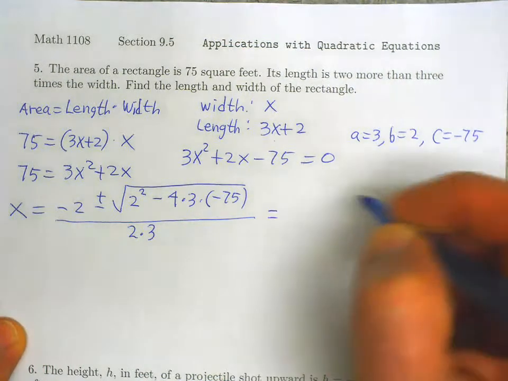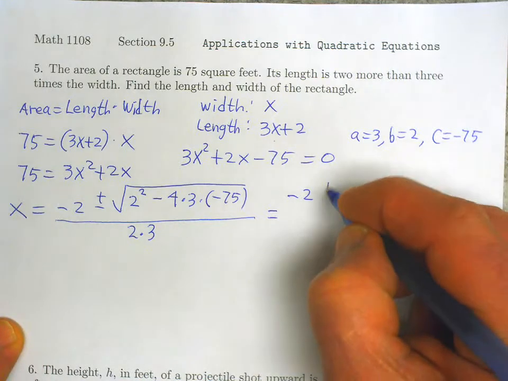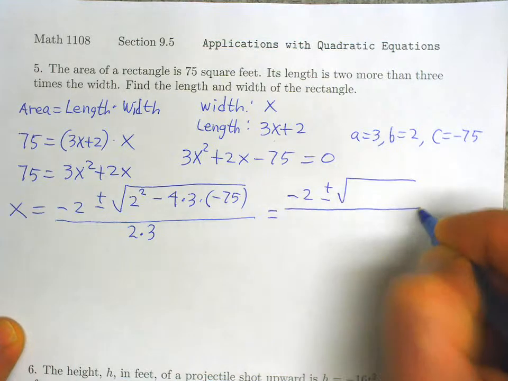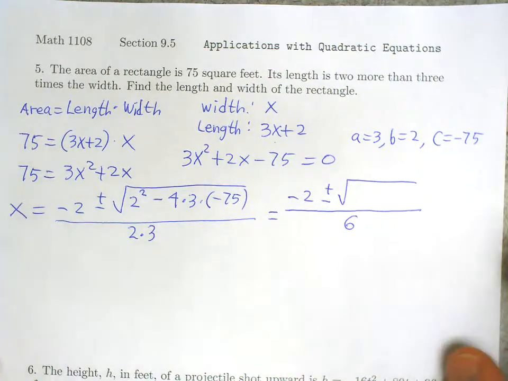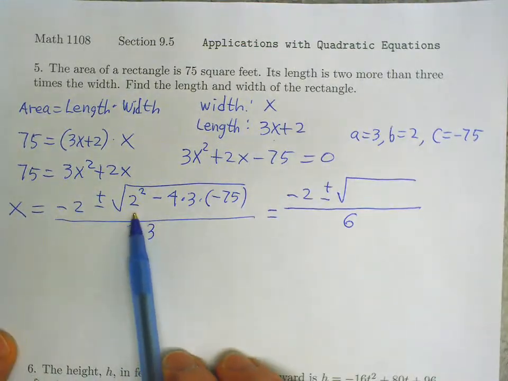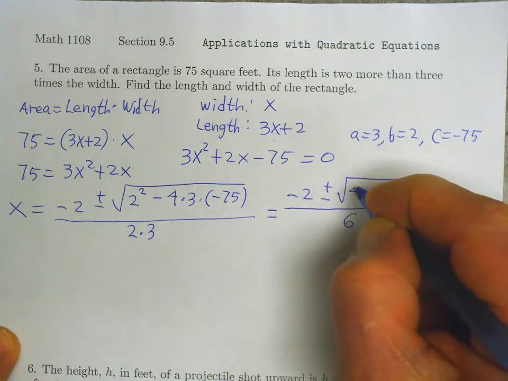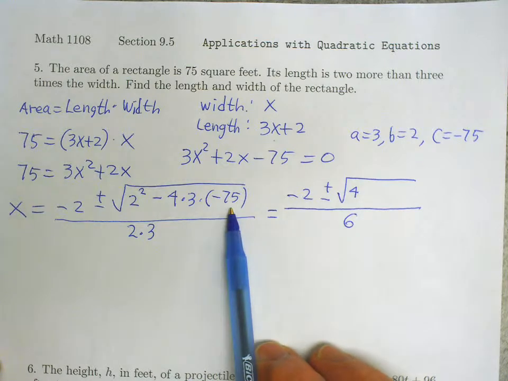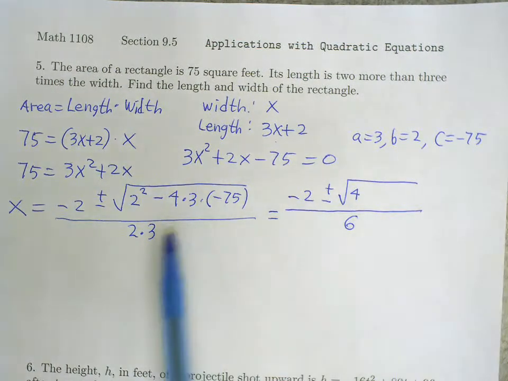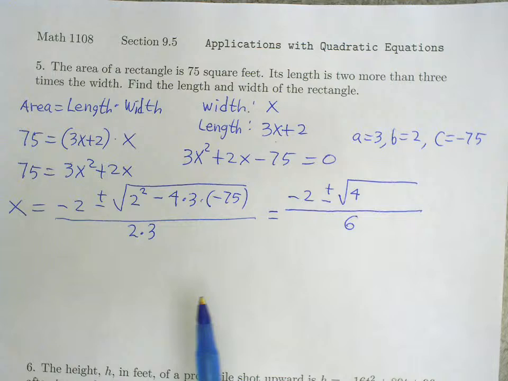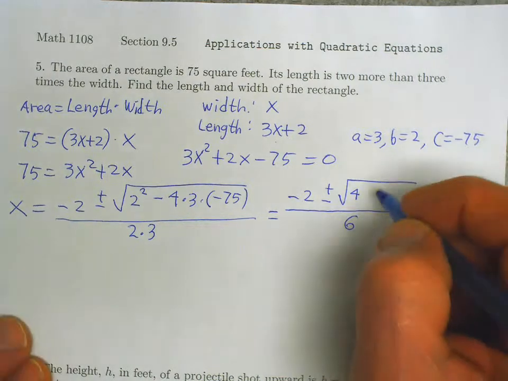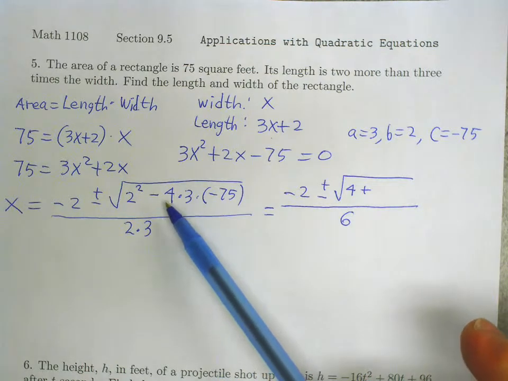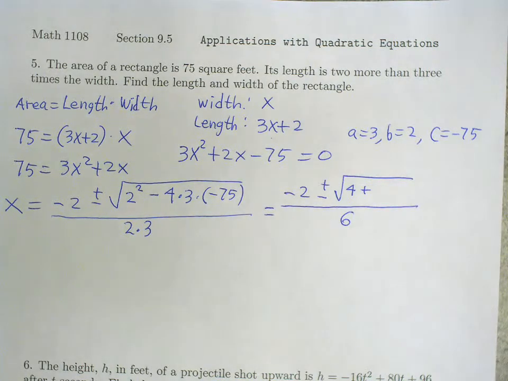Okay, so now let's just do the arithmetic. -2 plus and minus the square root of some number, all divided by 6, because 2 times 3 is 6. Inside the square root, 2 squared is 4. And we're subtracting 4 times 3 times -75, which is equivalent to adding 4 times 3 times +75. So it's going to be plus something. And so 12 times 75, I wonder what that is.